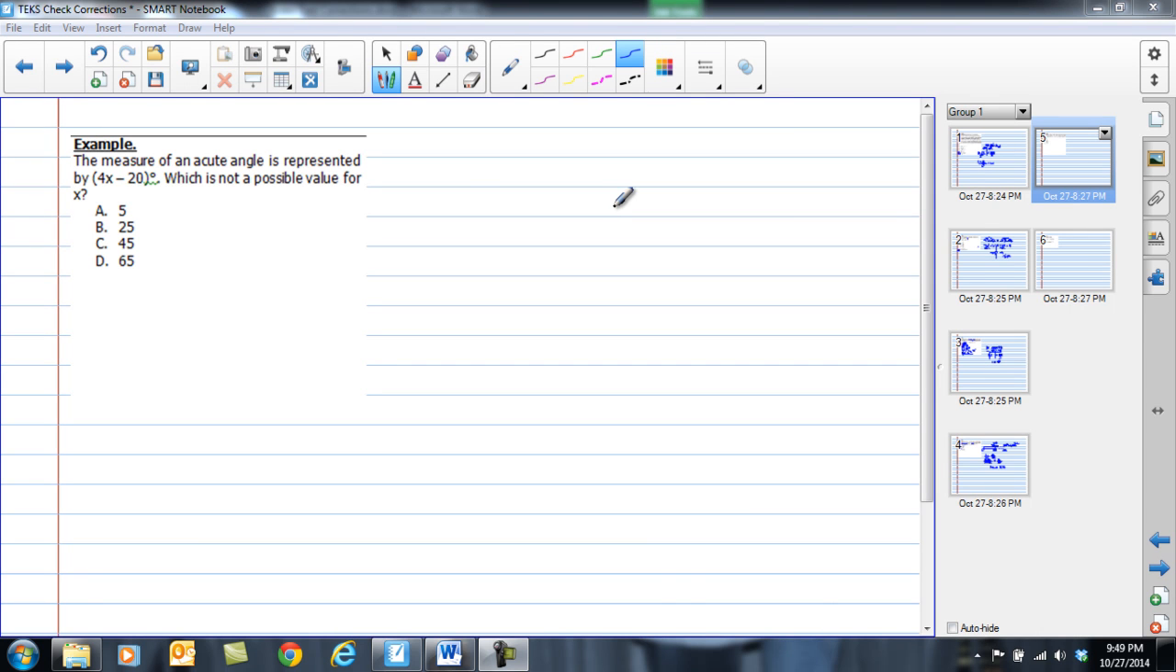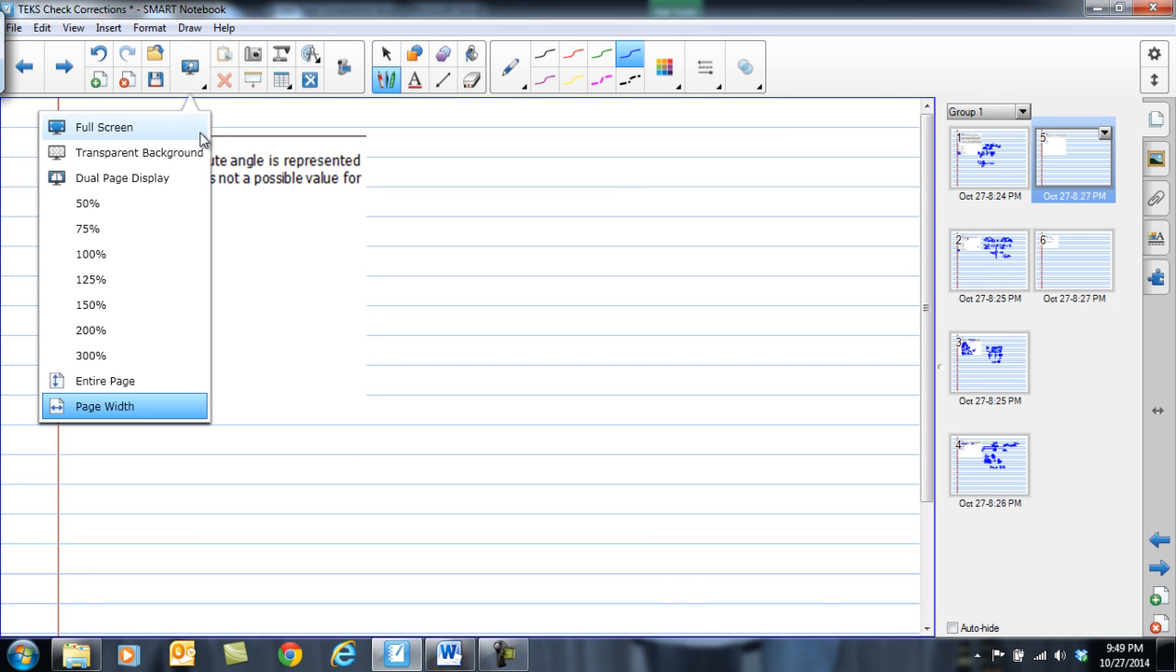TEKS check correction number 5. The measure of an acute angle is represented by 4x minus 20 degrees, which is not a possible value for x. There are two ways to solve this problem. I'm going to show you both.